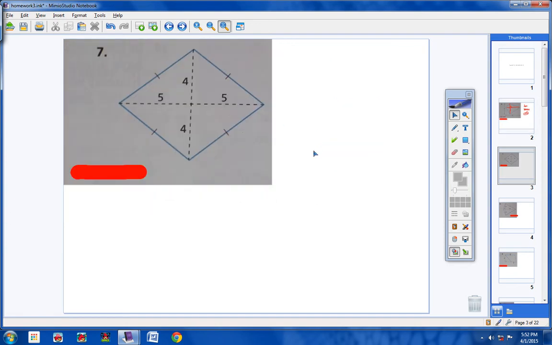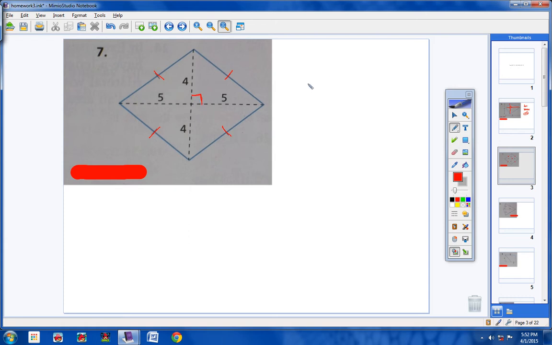Moving on to number 7. First of all, students, I'd like to point out that even though you don't know the two diagonals are perpendicular, you do know you have a rhombus. All 4 sides are congruent. One of the character traits of a rhombus is that its diagonals are always perpendicular. So now I do know the diagonals are perpendicular.